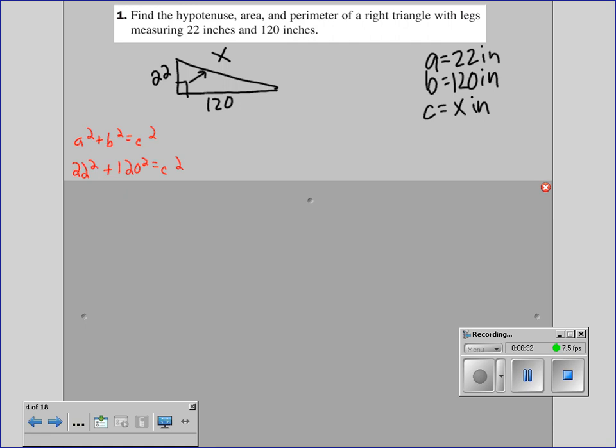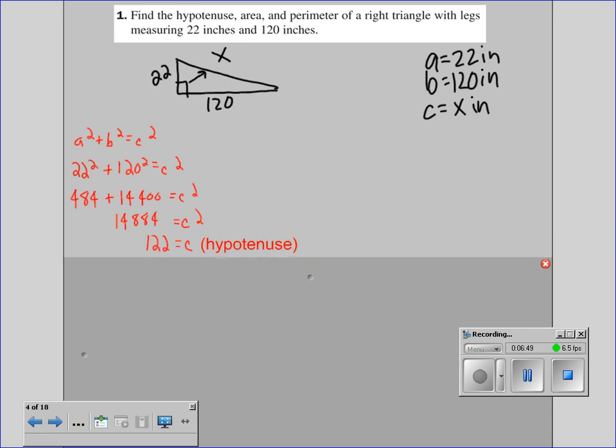You square both of those. 22 squared is 484. 120 squared is 14,400. And that's going to be added up to equal c squared. We add those up, and then we take the square root of both sides. When you do the square root of 14,884 in your calculator, you get 122 as the measure of C. And that, of course, is 122 inches.